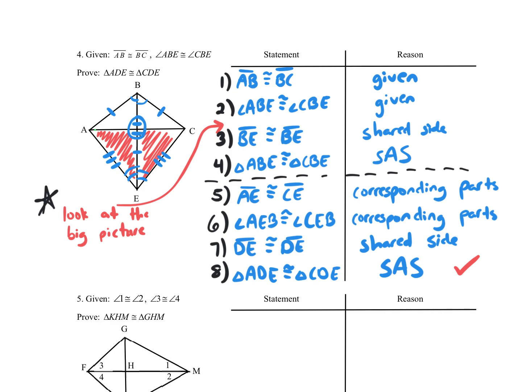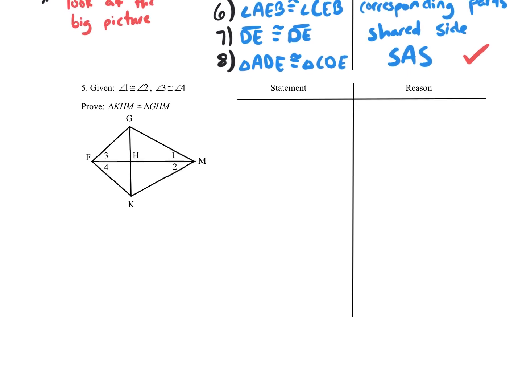Okay, and what's going to help us with that big picture is once you prove that the two triangles in the big picture are congruent, you can then use corresponding parts to help you out there. Number 5, again, for proofs, what do we always start with? Given statements. So angle 1 is congruent to angle 2 because given. Remember, go ahead and mark those. And then angle 3 is congruent to angle 4, again, because given.